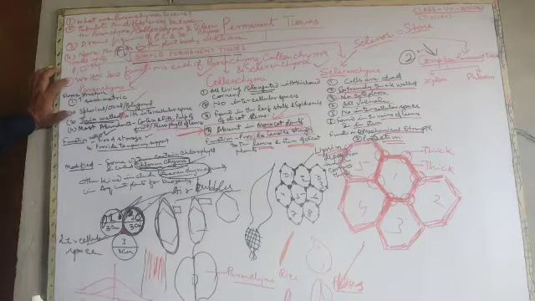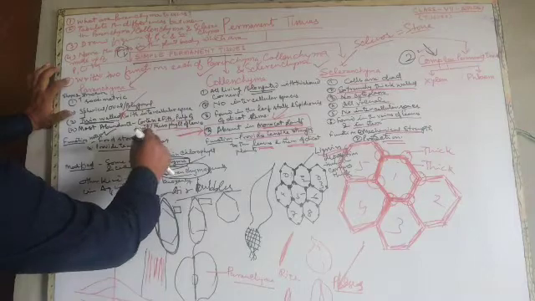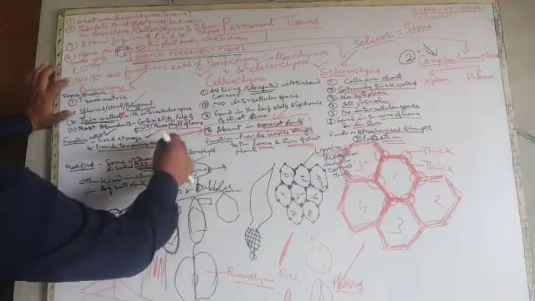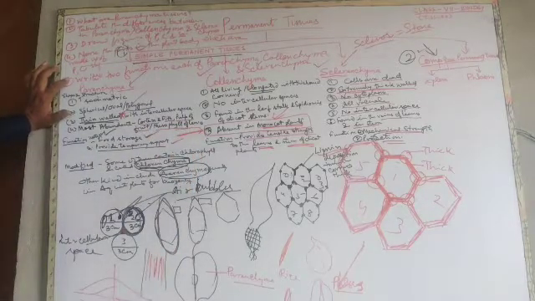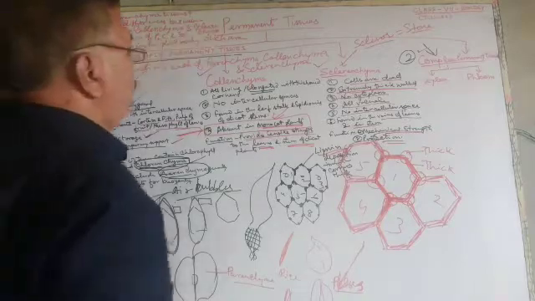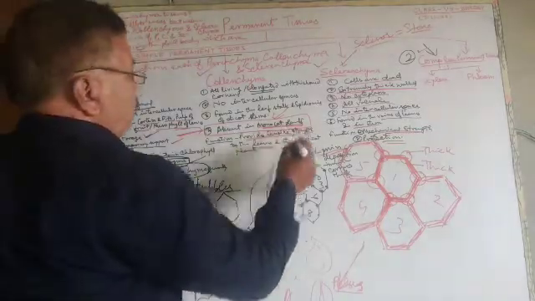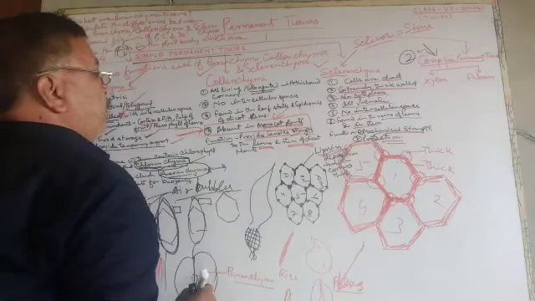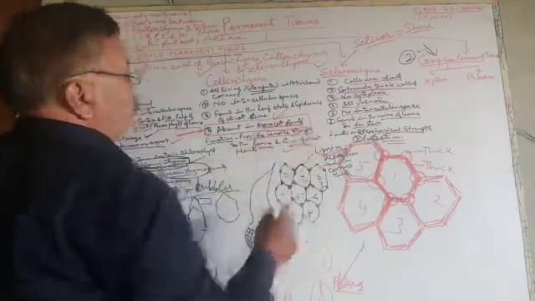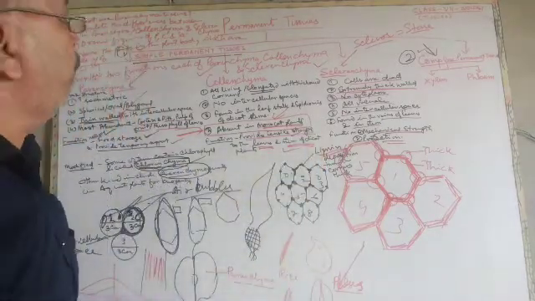Then write two functions each of parenchyma. What are the two functions of parenchyma? Its functions are storage of food and providing temporary support. What are the functions of collenchyma? This provides tensile strength to the leaves, that is, it is present in the veins of the leaf, and it also provides tensile strength to the dicot plant.